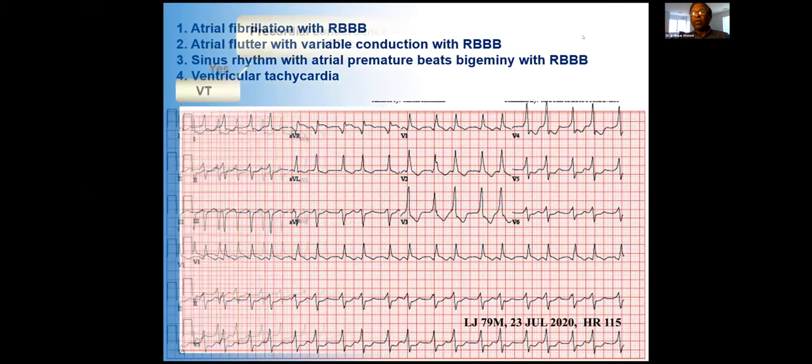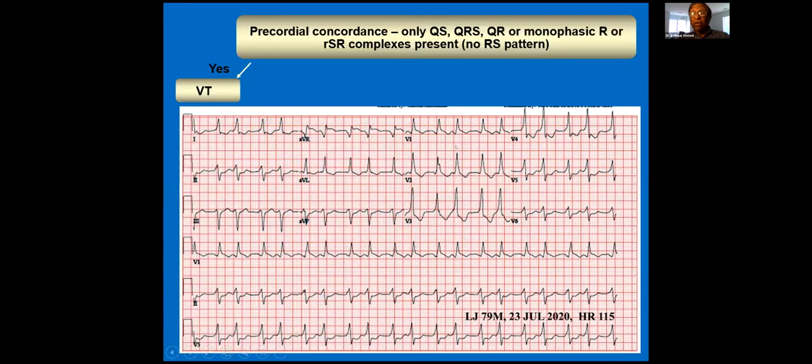So is there precordial concordance? That means, in the chest leads, are all of them looking up without any RS pattern? In this case, the answer is no, because in V6, there is an RS pattern. So there is no precordial concordance. So that goes out.